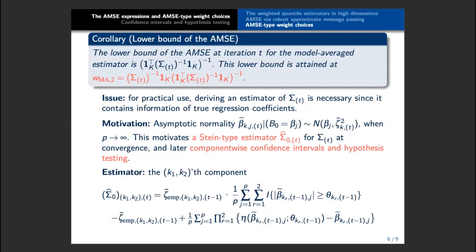Motivated by the asymptotic normality of the beta tilde estimator, we derive a Stein type estimator denoted by sigma hat naught, of which the expression can be found at the bottom of the slide. So also motivated by the asymptotic normality of the beta tilde estimator, we're able to construct component-wise confidence intervals and hypothesis testing.